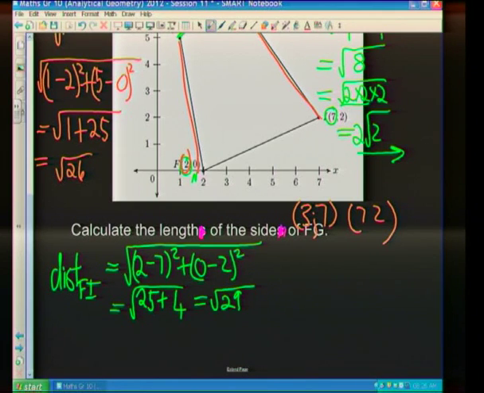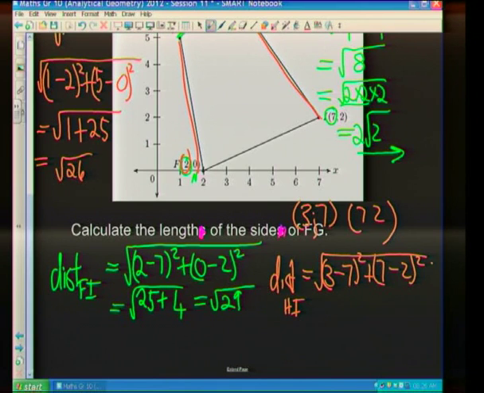So HI, distance, (3 minus 7), everything squared, and 7 minus 2, everything squared. Right, so 3 minus 7 is negative 4. Negative 4 squared is 16. And 7 minus 2 is 5. 5 squared is 25. And that gives me the square root of 41. So this quadrilateral, at least I can say, no two sides are equal.